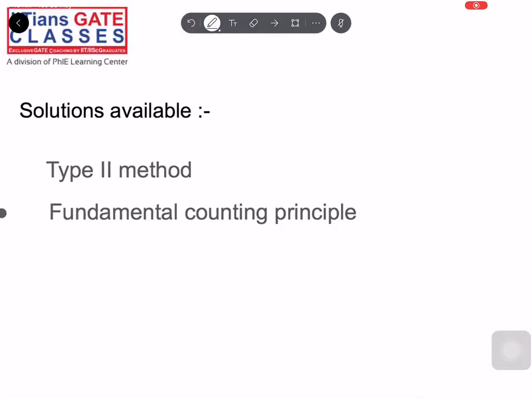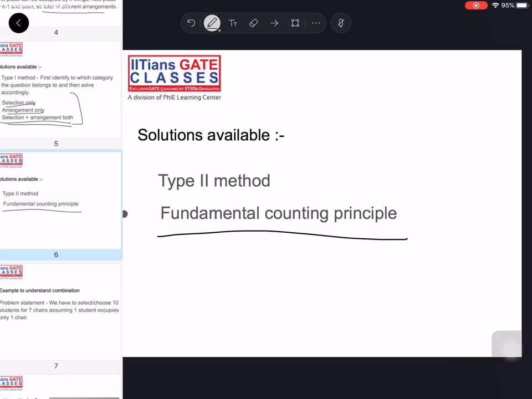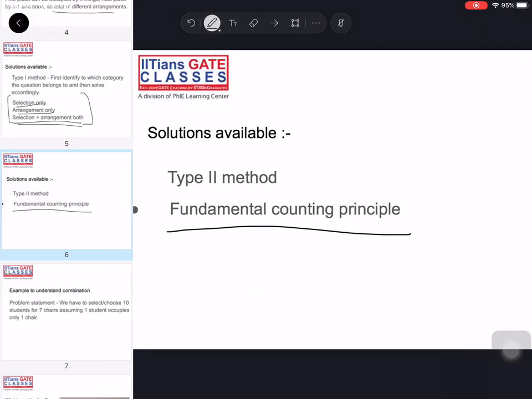The next method that we have is the type 2 method, which is the fundamental counting principle. I'll not go into detail right now, because I want to solve an example first and then tell you what these methods are. So this is the fundamental principle of counting.